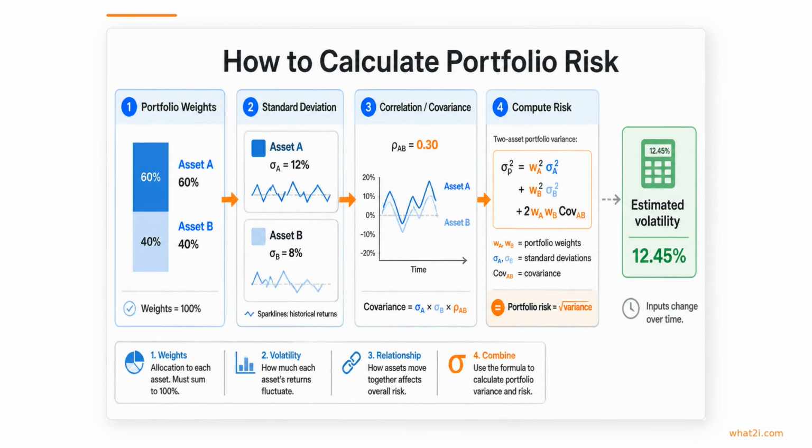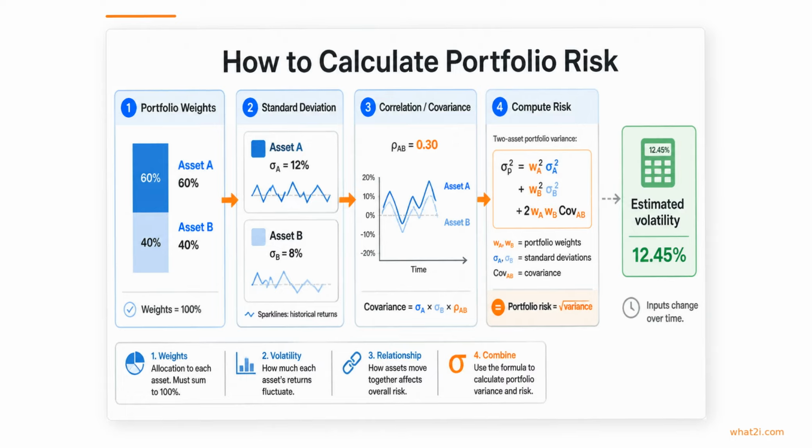To calculate portfolio risk in a practical way, start by setting the portfolio weights and making sure they add up to 100%. Then, estimate the standard deviation of each asset, usually from historical return data. After that, bring in the relationship term by using either correlation or covariance between the assets. With those inputs, you can compute portfolio variance using the formula. The last step is to take the square root of variance to get portfolio standard deviation, which is easier to interpret as volatility. The estimate is only as good as the inputs, so it should be treated as a guide rather than a fixed truth.